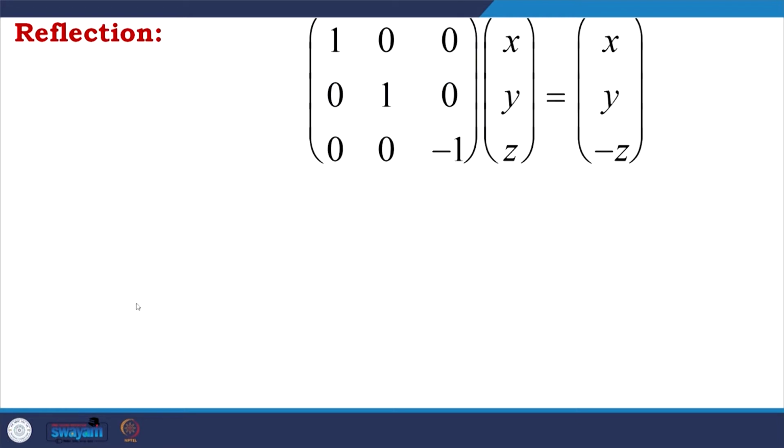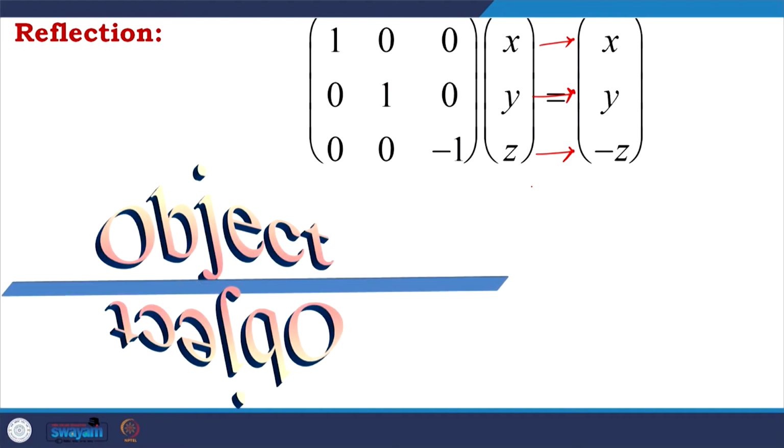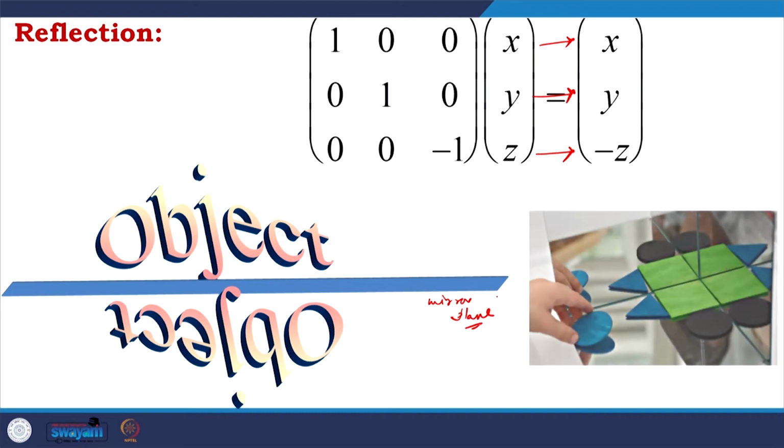Coming to reflection, which is mirror. So, it would change one axis: x stays x, y stays y and z goes to minus z. This is one of the representations. You see the mirror plane, and this is a very beautiful representation. This is the mirror you see.